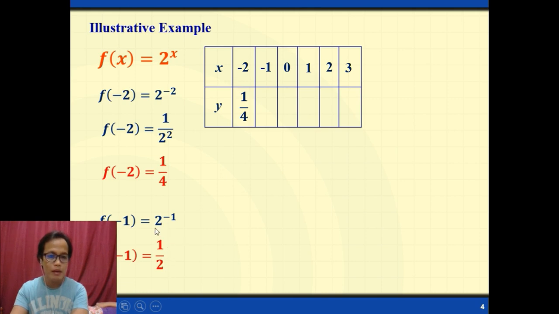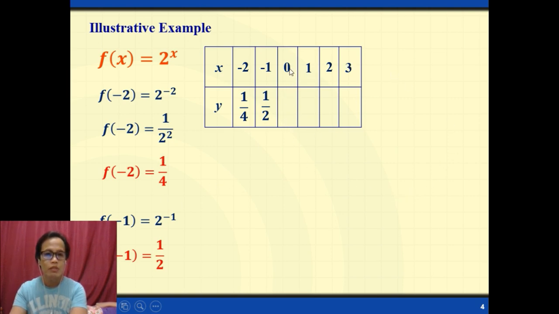Anong 1 half man? Kay again, assume 1 diha. So, 1 over 2 ang 2 na siya, i-assume exponent 1. So, pwede na siya gilibutang 1. So, if x is negative 1, y is positive 1 half. Now, kini, pwede na nato dili ibutang diri ang solution kay gamay ra tong space.